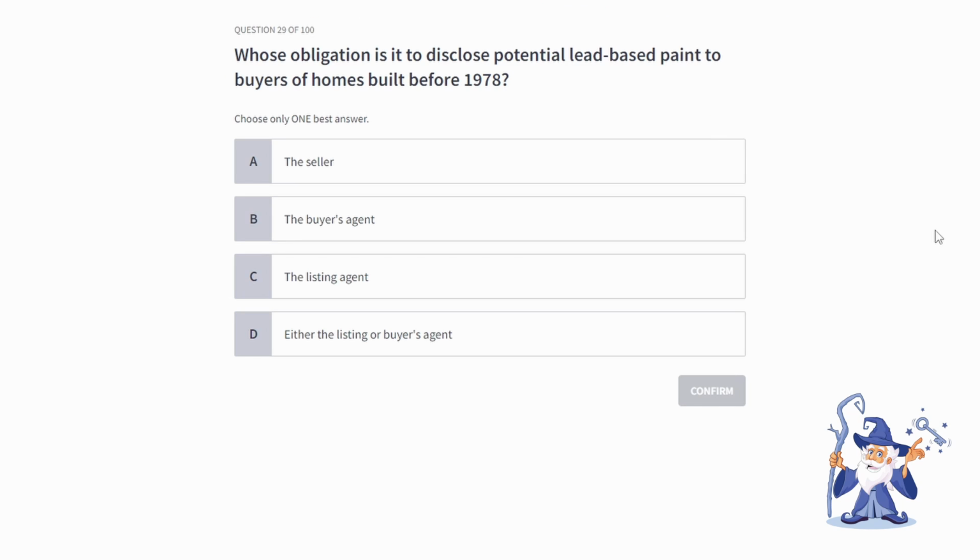Alrighty, next question. Question number 29. Whose obligation is it to disclose potential lead-based paint to buyers of homes built before 1978? And it gives us 4 options. A, the seller, B, the buyer's agent, C, the listing agent, or D, either the listing or buyer's agent. So go ahead and think that one over and come with your answer.